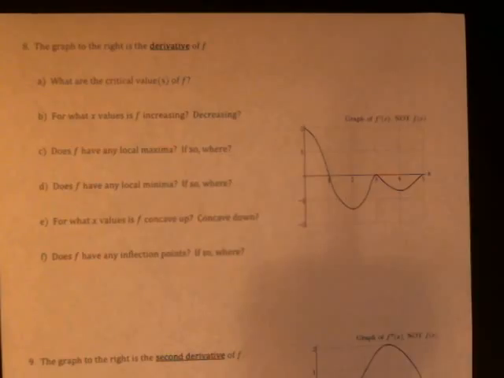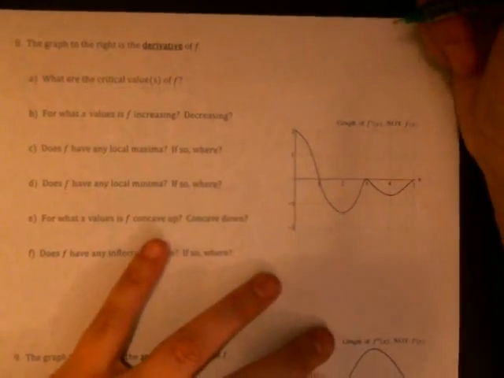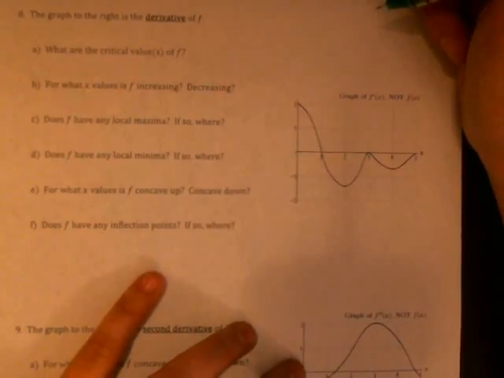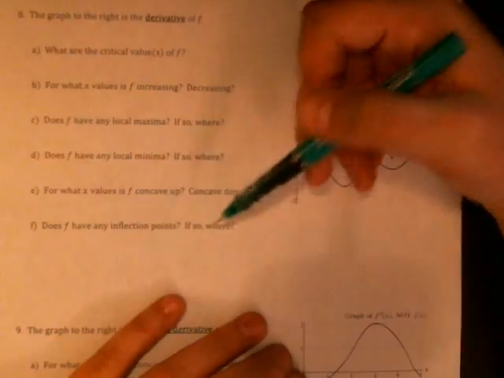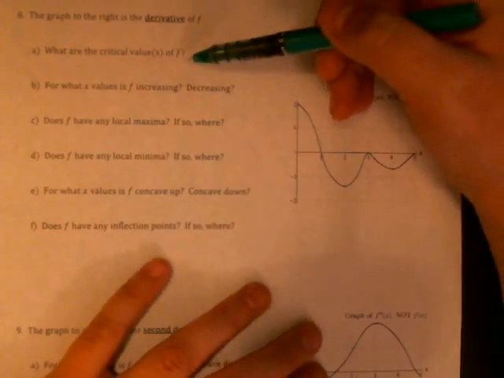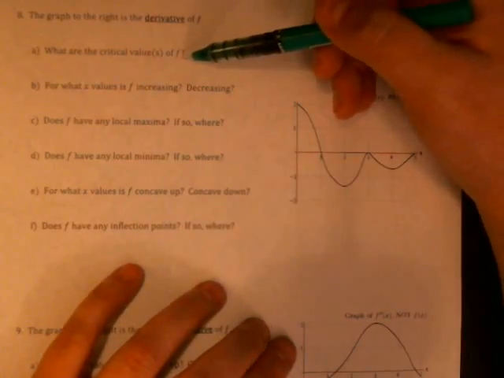Examples for understanding the relationship between graphs of functions and their derivatives and their second derivatives. So here what I want to give you is a picture of a derivative, and then in number 9, the second derivative. And you want to keep that in mind. This is not a picture of the function, this is a picture of its derivative. So we're supposed to pick out the things that we have been getting from the function by looking at the derivative. So first question is, what are the critical values of f?